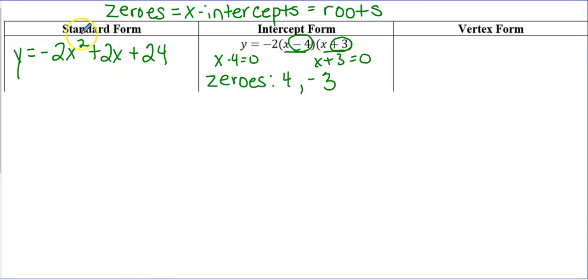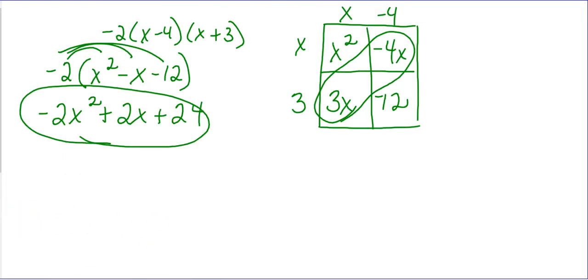So to get standard form from either intercept or vertex form, it doesn't really matter. What you're going to do is multiply everything. So we can just write this up here. We need to multiply everything together to get standard form.